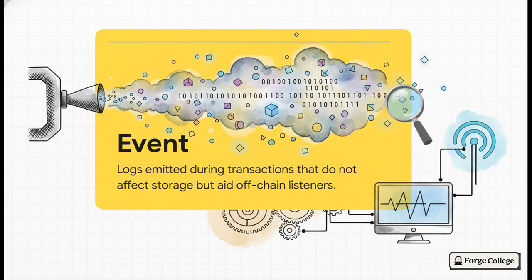But, and here's the kicker, it is completely ignored by the internal mechanical state of the EVM. Events do not change your storage. They just leave a permanent log on the blockchain's diagnostic dashboard.